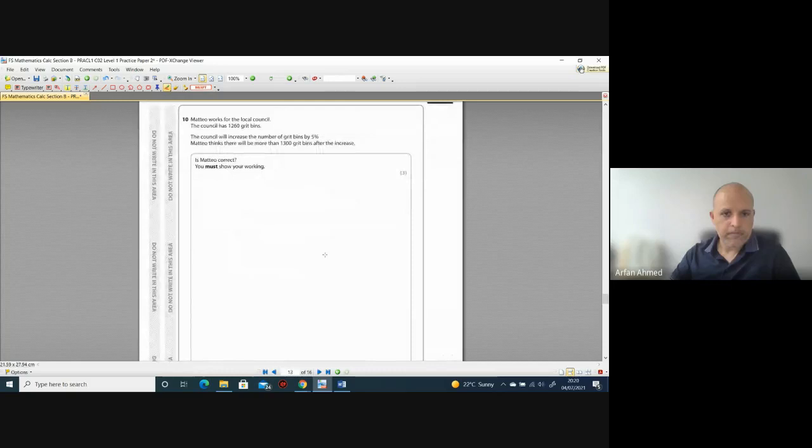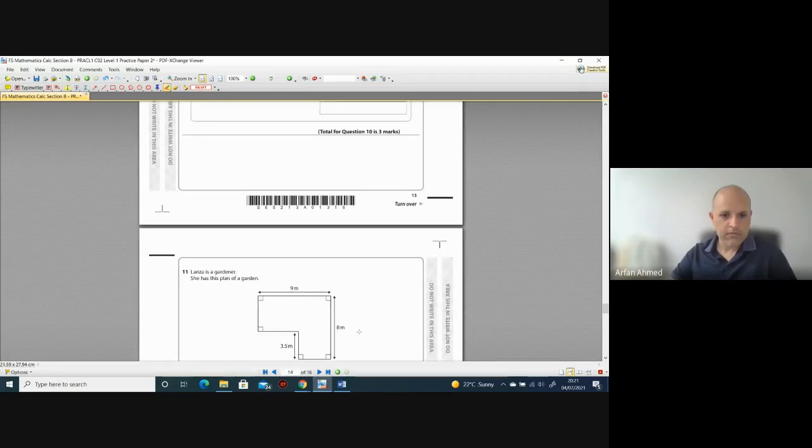Let's move on. Question 10. Matteo works for the local council. The council has 1,260 grit bins. The council will increase the number of grit bins by 5%. Matteo thinks there will be more than 1,300 grit bins after the increase. Okay, is Matteo correct? 3 marks for this.